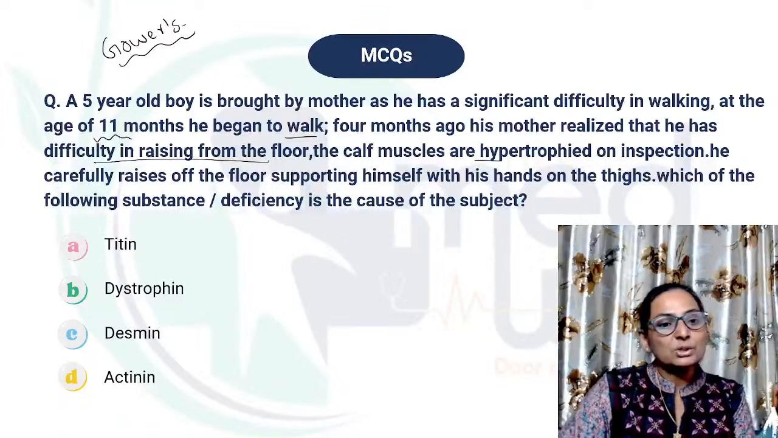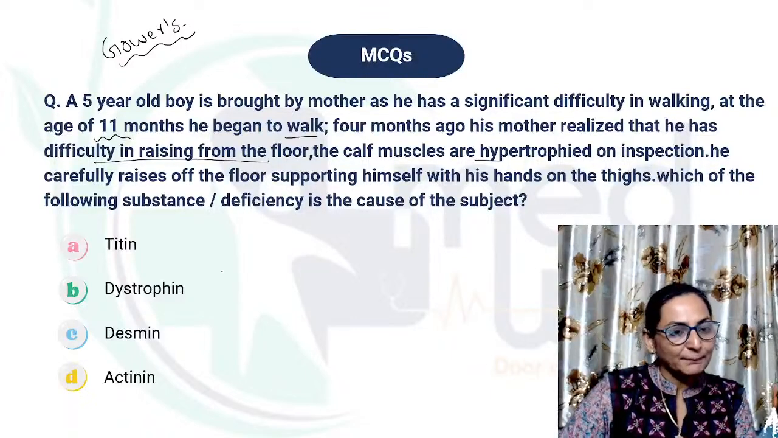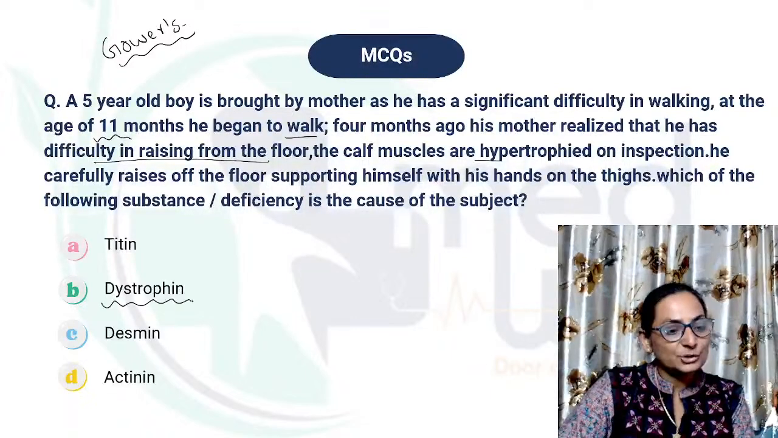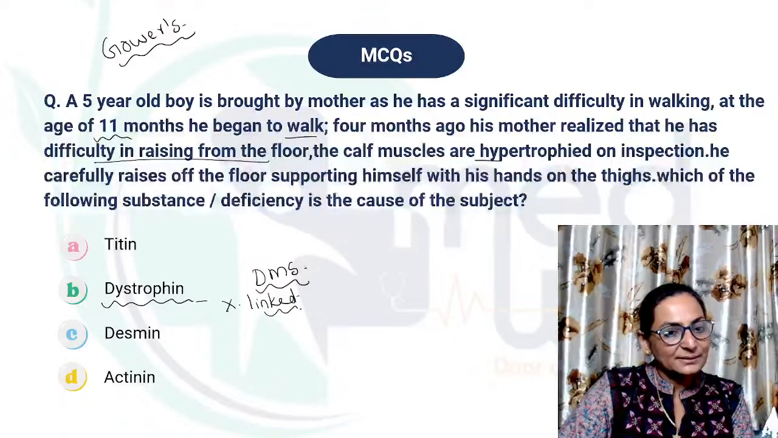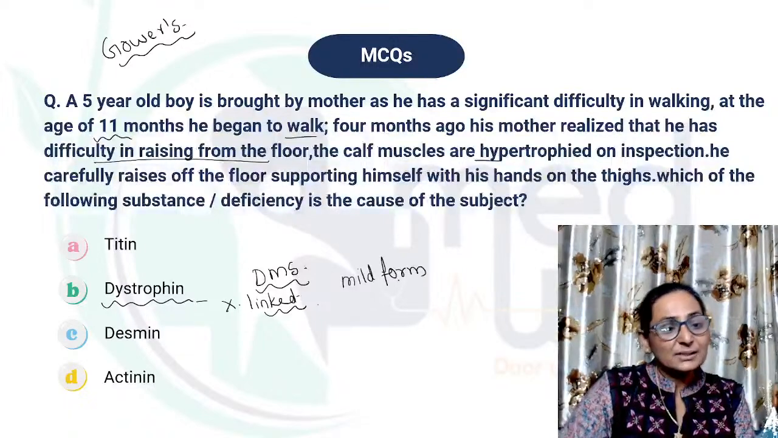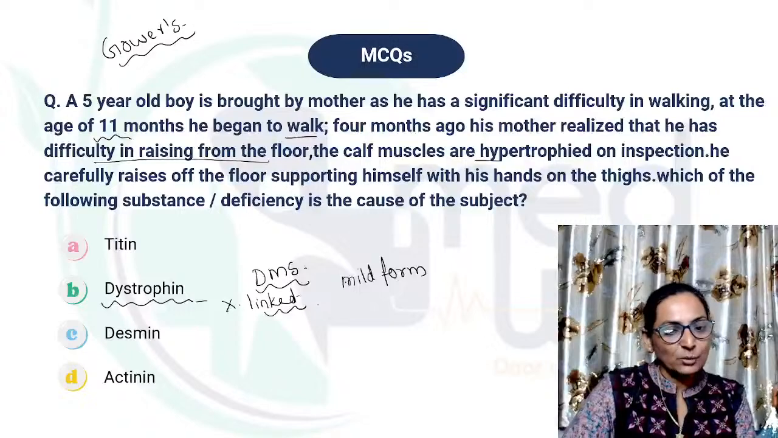So it is because of mutation of a very important protein, that is dystrophin. It is Duchenne's muscular dystrophy, which is X-linked recessive, due to total absence of dystrophin. There is a mild form where there is a reduced content of dystrophin, which is called Becker's dystrophy.